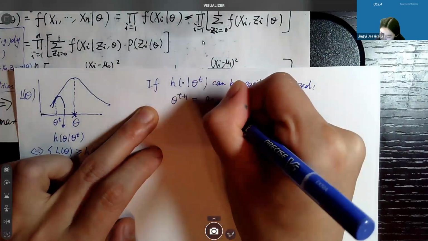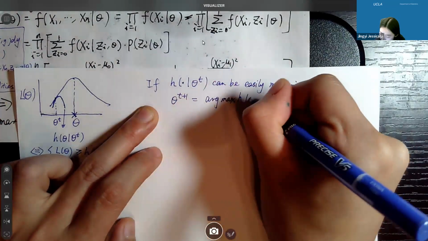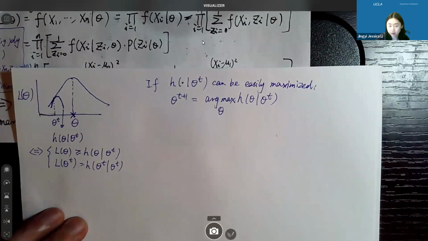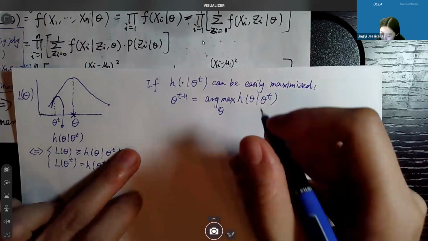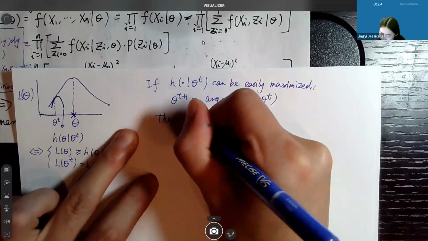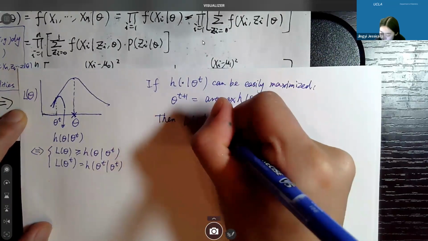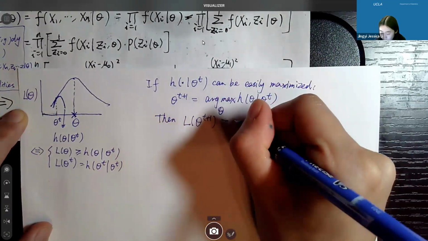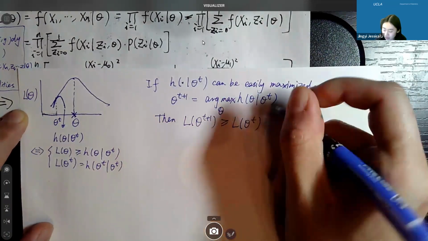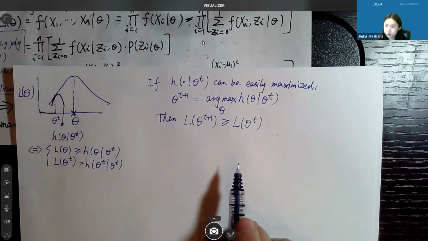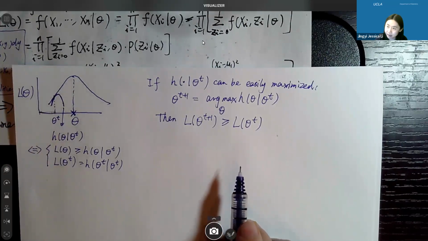So if I call this argmax h theta given theta t, and I'm going to optimize theta, if I call this maximizer, then what I would have is a very interesting relationship. That is, I can claim that at my original function to be maximized, the L function at theta t plus 1 would be increasing. So this L theta t plus 1 would be larger or equal than the previous value, L at theta t. So this is the most important result, and this is the philosophy behind the EM algorithm.